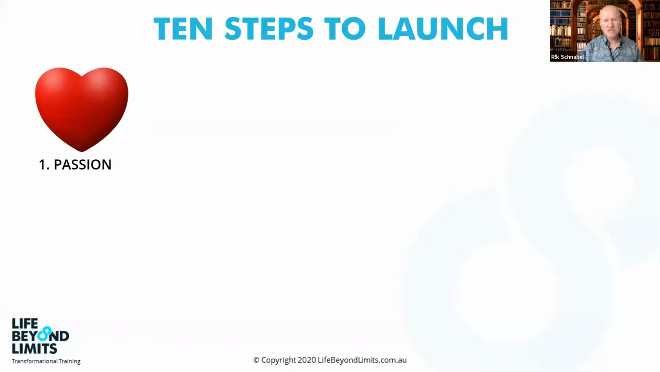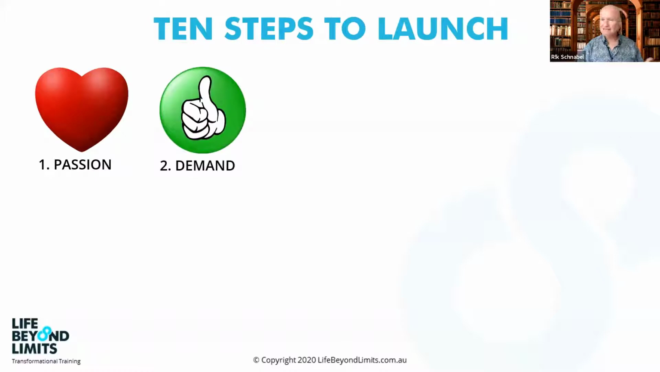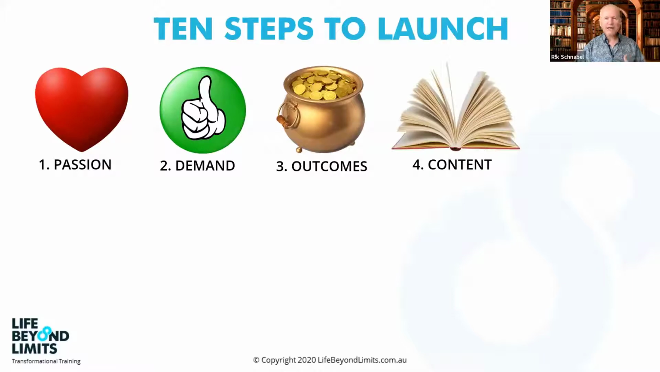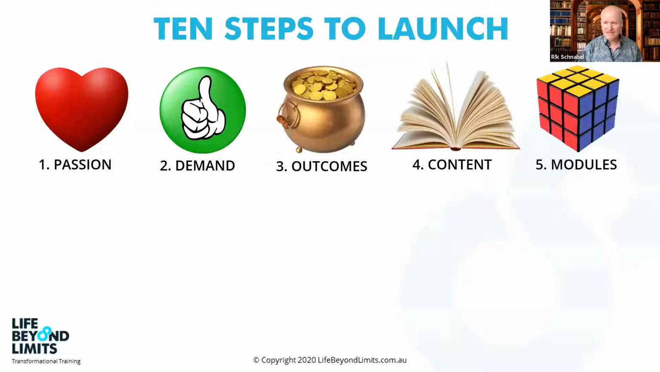So the first is determine your passion, determine something that you really care about. Test the demand to make sure that there is, in fact, a demand for what you're going to put out there. Then determine the outcomes of your courses. What is the promised outcome of your course is a very important step. Step 4 is now get your content together. Start to plan your actual content. What's going to be in it to achieve that particular outcome that you set for yourself? And then you modularize it in a sequential, most logical type space.